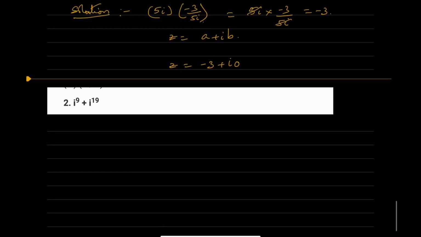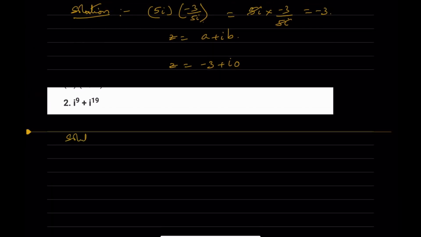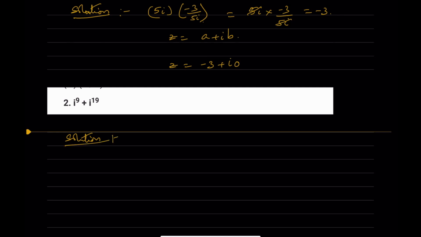Now here you have i to the power of 9 plus i to the power of 19. This can be written as i to the power of 8 into i plus i to the power of 18 into i. Because you know that a to the power of 4 into a can be written as a to the power of 5. In the same way, for imaginary numbers also, when we are taking powers, we follow the rules of exponents.